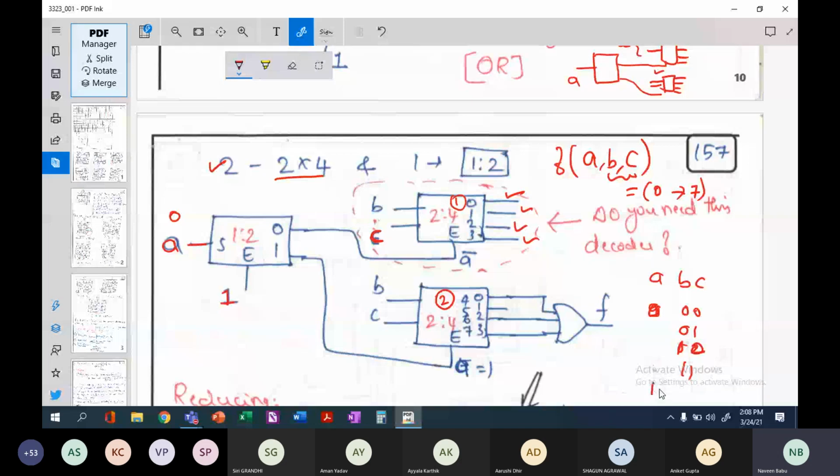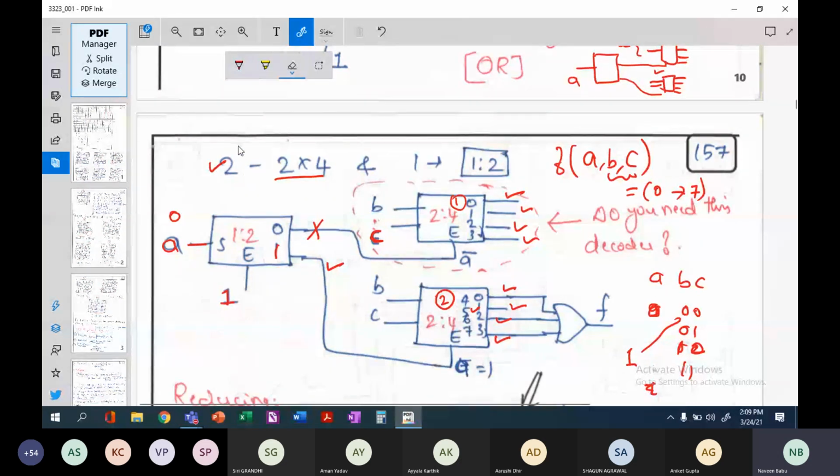When A is 1, let me write here, okay, because I don't have space. If A is 1, then this will be disabled and this will be enabled. It can take again 0, 0, then this output is selected, 1, 0, 0, please see here. And then 1, 0, 1 corresponds to 5, so the fifth output. 1, 1, 0, sixth output. 1, 1, 1, seventh output is selected. So this is how it works.